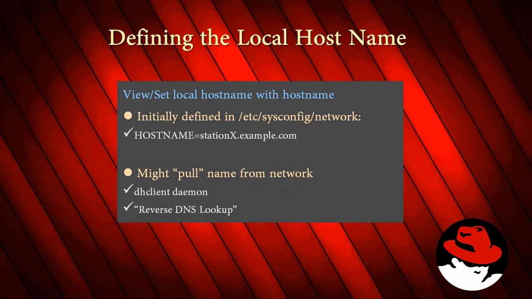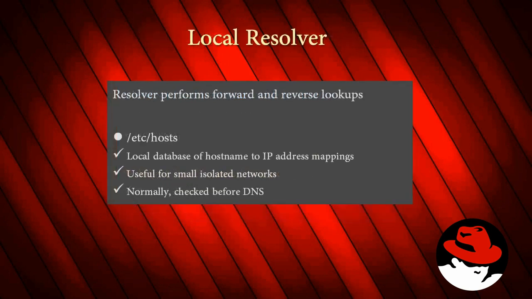You can do reverse DNS lookup. The local resolver could be used. The resolver performs forward and reverse lookups. The local database of host name to IP address mapping could be used in /etc/hosts. It is useful for small isolated networks. Normally it is checked before DNS.